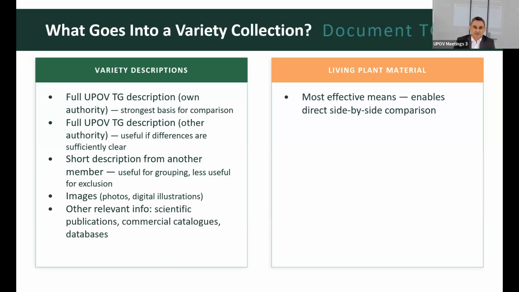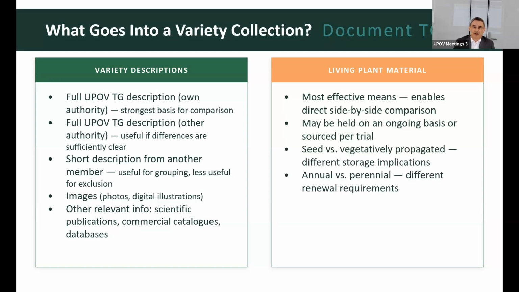Living plant material is the preferred form of a variety collection, as it would enable a direct side-by-side comparison of the candidate against similar varieties. But that may happen in the form of a permanent collection or a collection that is based on a need basis. So whenever there is a need, the authority would request material for that variety.